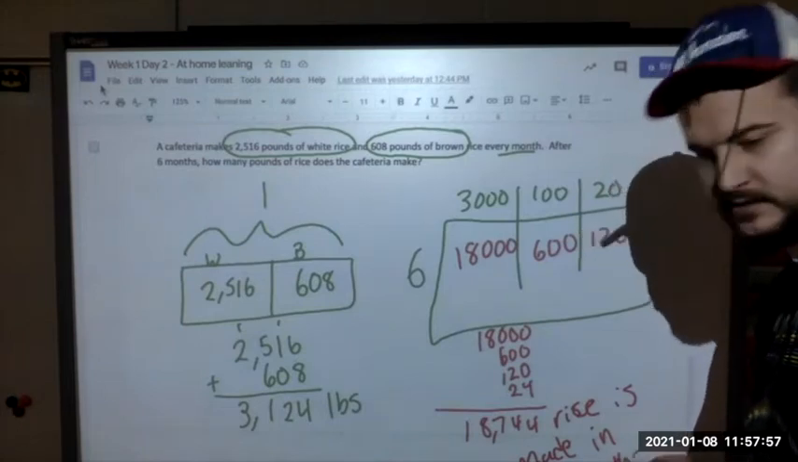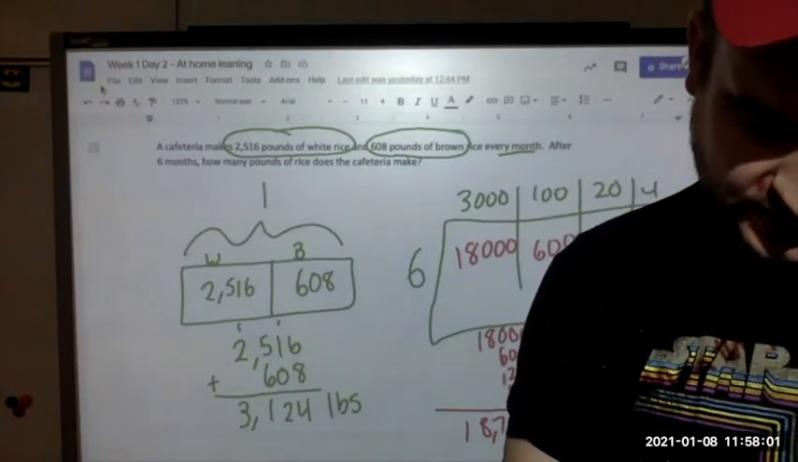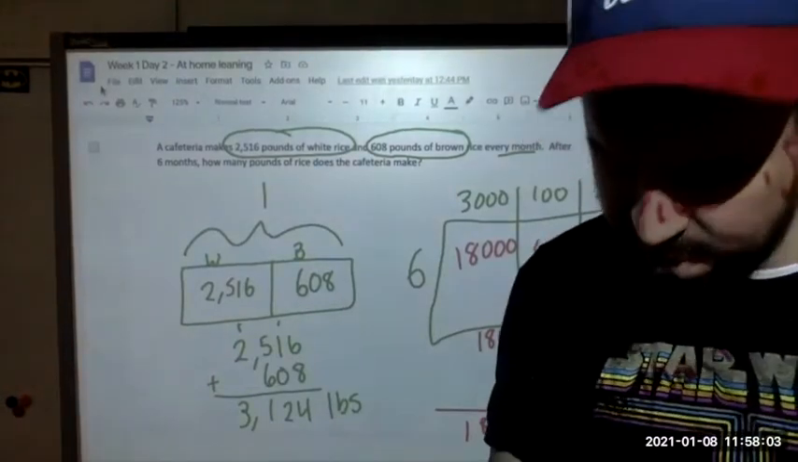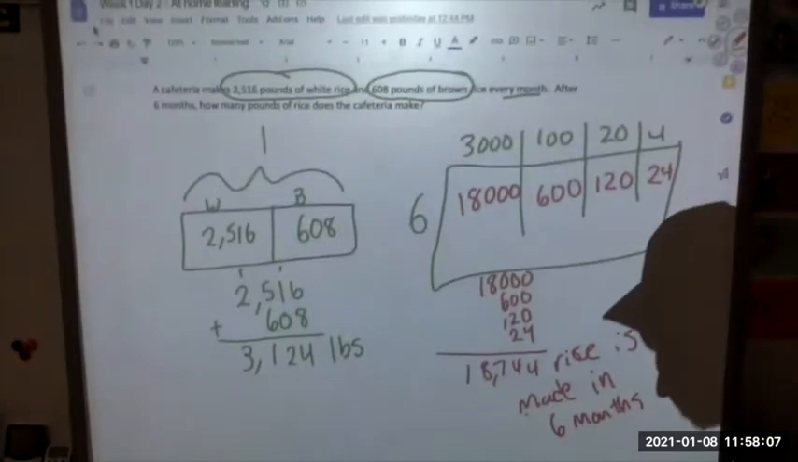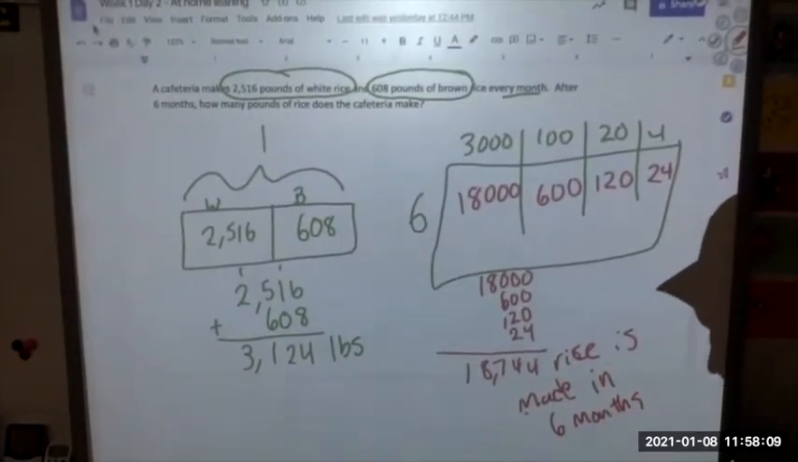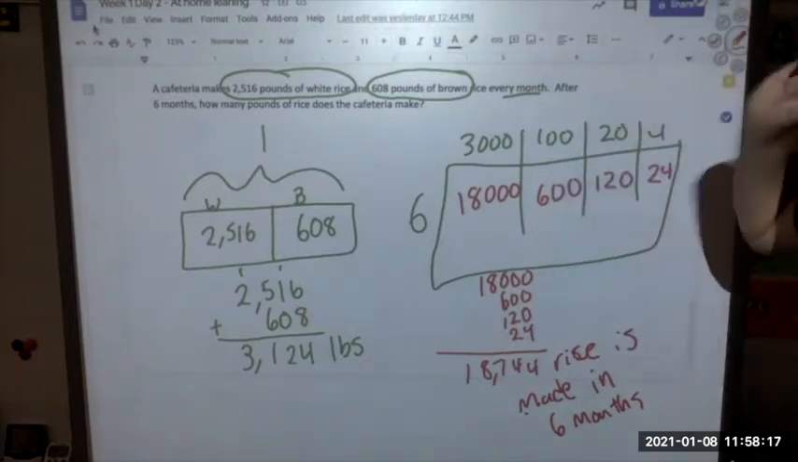Now, I know what you're saying. My phone keeps cutting off. Oh, man. What does that say down there? So 18,744 pounds of rice is made in 6 months. Okay, so let's look at the other question. Make sure you check that.